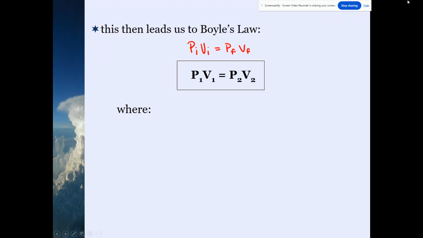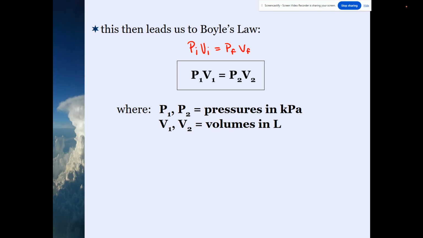Okay? Now my pressure, again, it needs to be in kilopascals. So that's what I was saying, when you're doing your calculations for pressure, if it's in a different unit, you need to convert it into kilopascals to put it in this formula. You would use the unrounded answer. Your volumes need to be in liters.